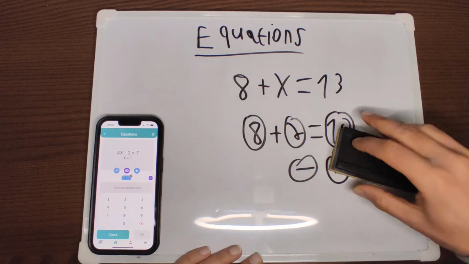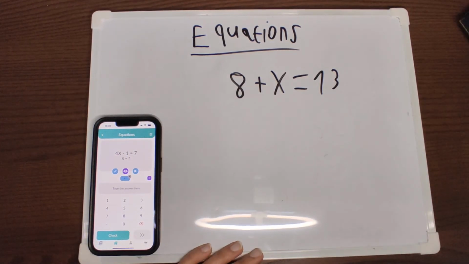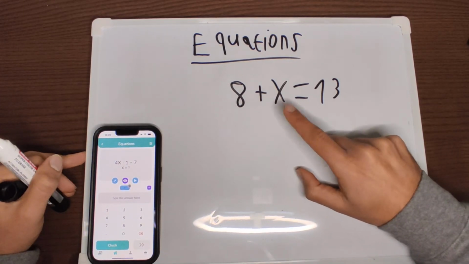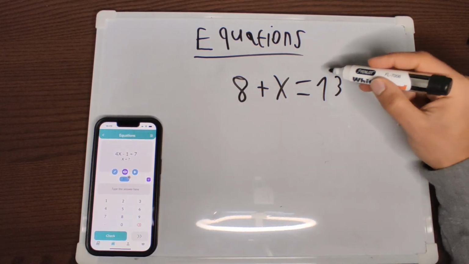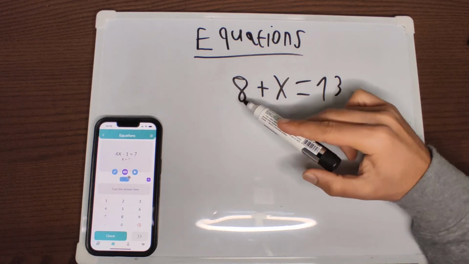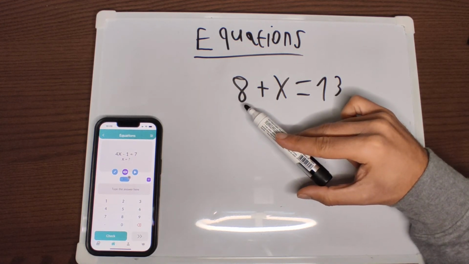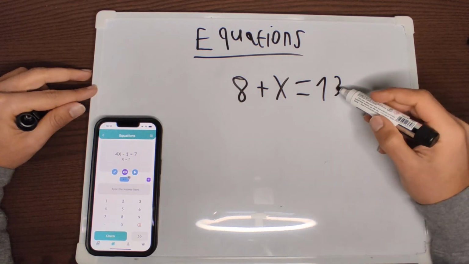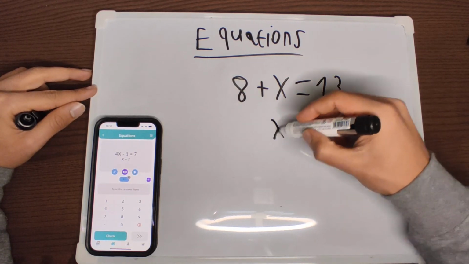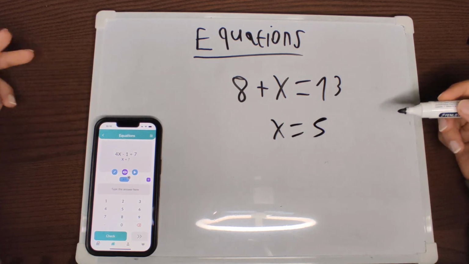So if we want to figure out the value of x, we need to do 13 minus 8, and this will give us the solution. So 13 minus 8 is 5, so the result is x equals 5.